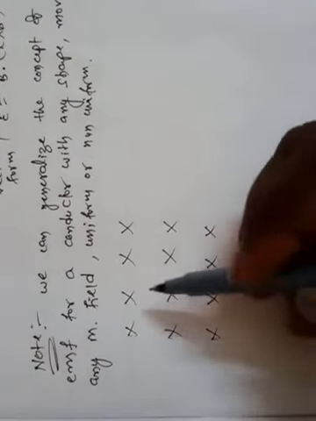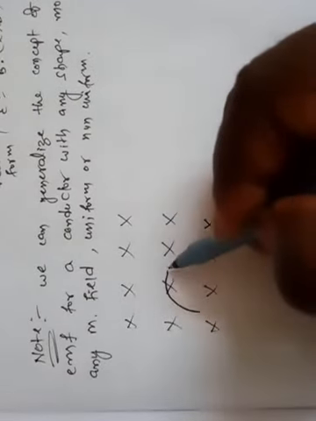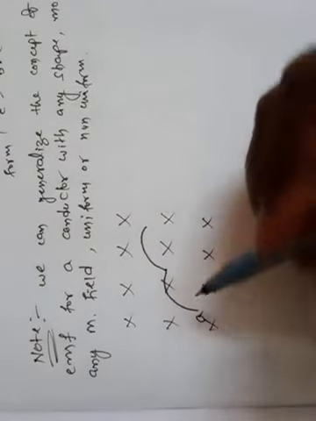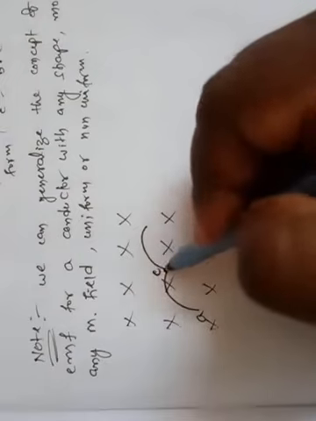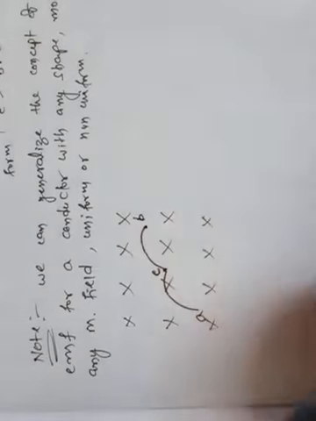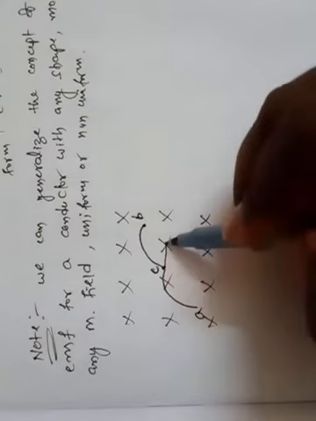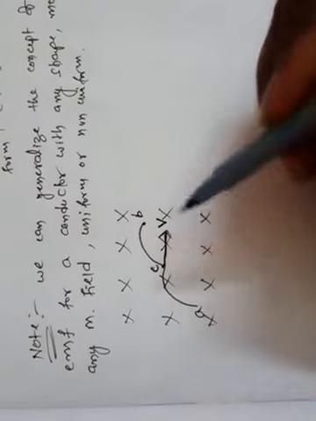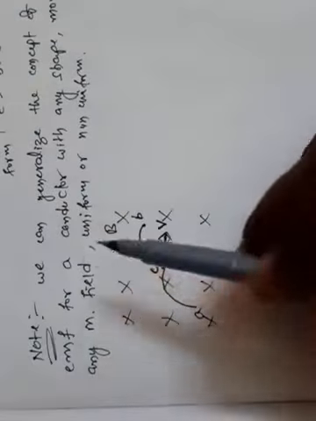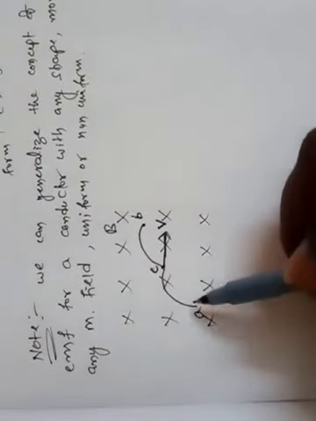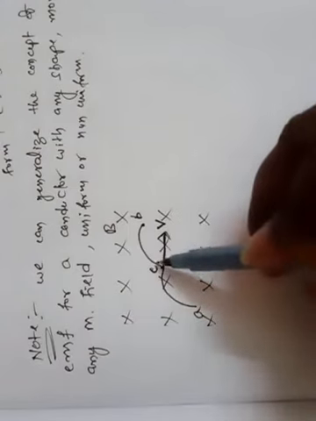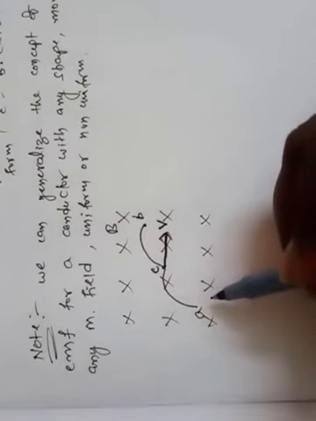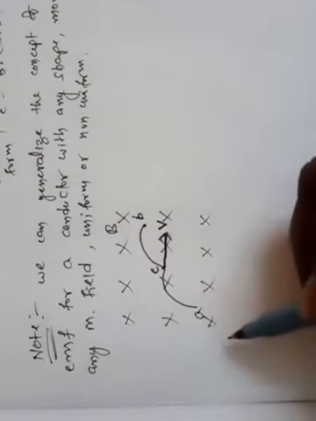Instead of a straight conductor, this is the shape of the conductor that is given. Let us name this end A, this end C, and this end B, and this total conductor is moving with velocity V. The magnetic field is vertically downwards, and this is not a straight conductor, it is given in a different shape, and the whole of it is moving with a certain velocity V. So in this case, what is the expression for induced EMF?